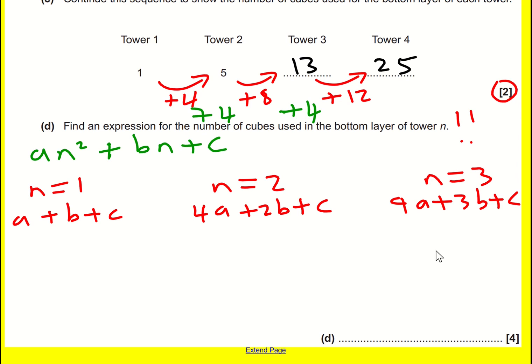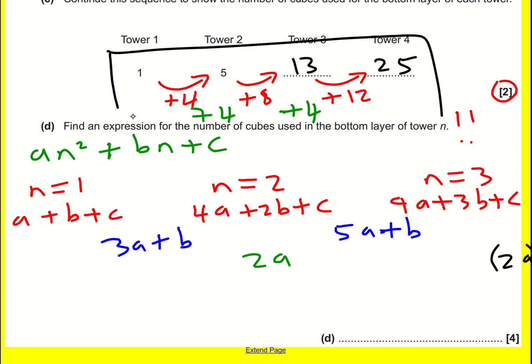If I find the difference between these terms, the difference is going to be 3a plus b here, and it's going to be 5a plus b here. And then my second difference is actually equal to 2a. And it would be 2a over here as well if I did carry it on. I haven't shown that, but I'm just telling you that would be the case. All right, how is that useful? Because I can basically use this with my actual quadratic sequence.